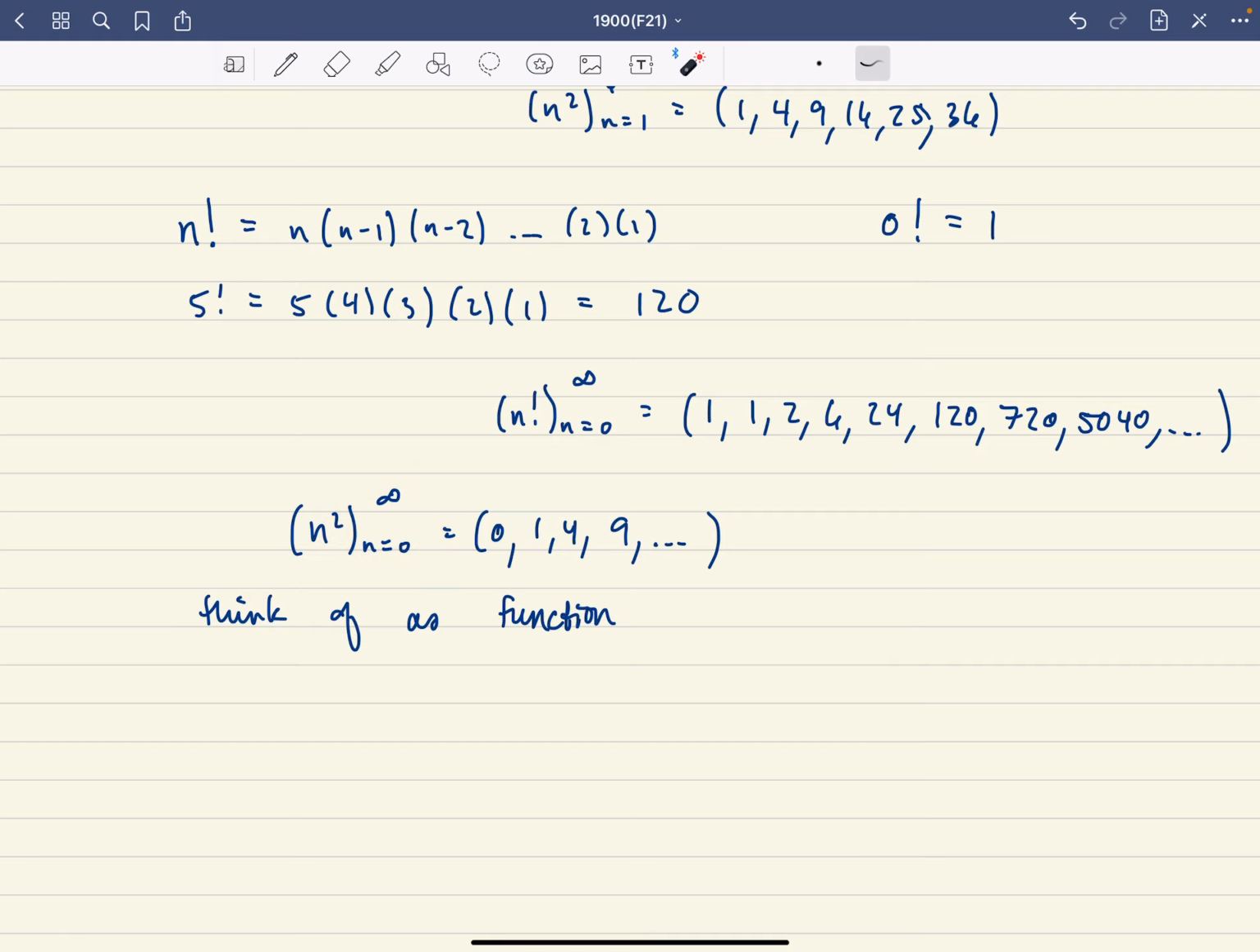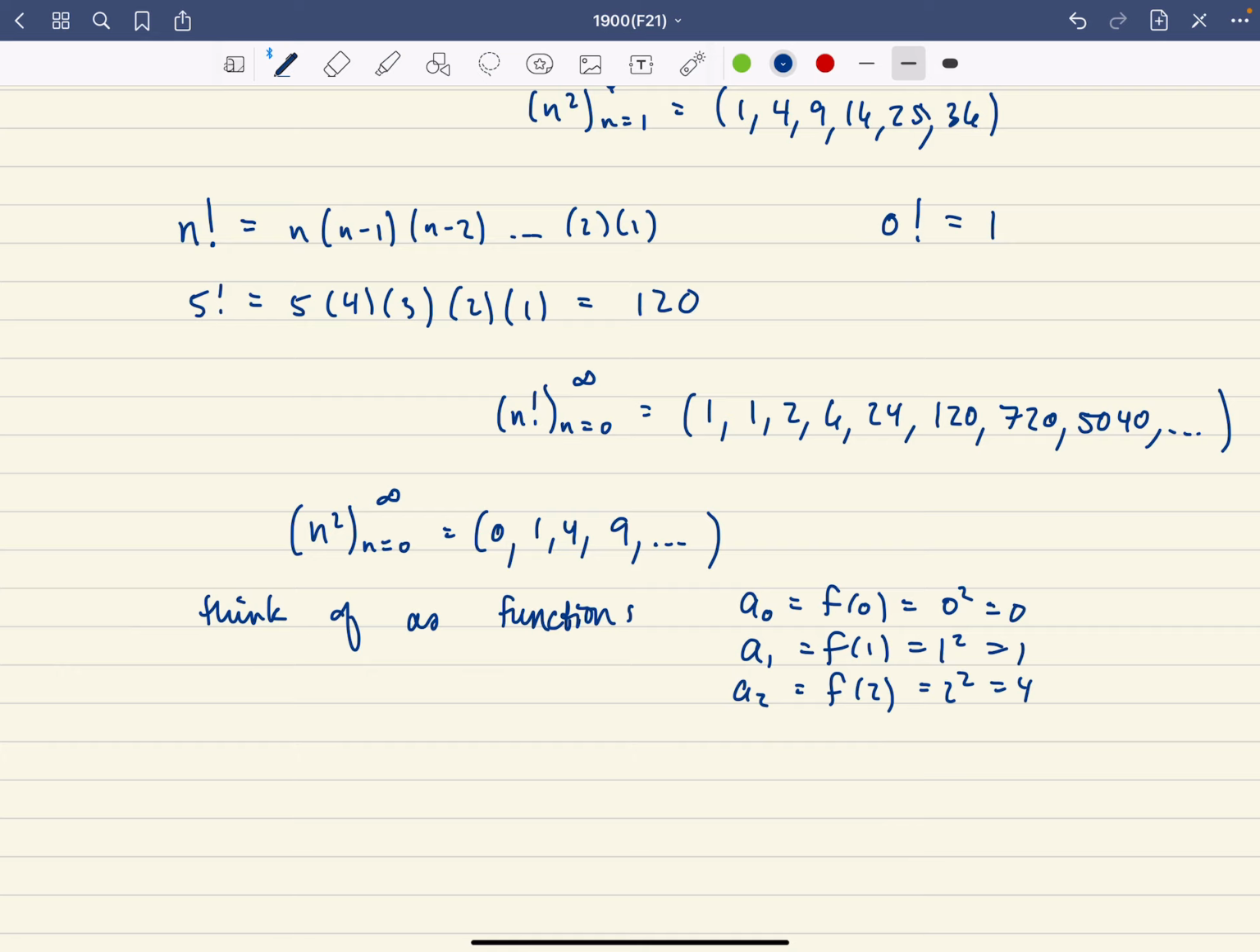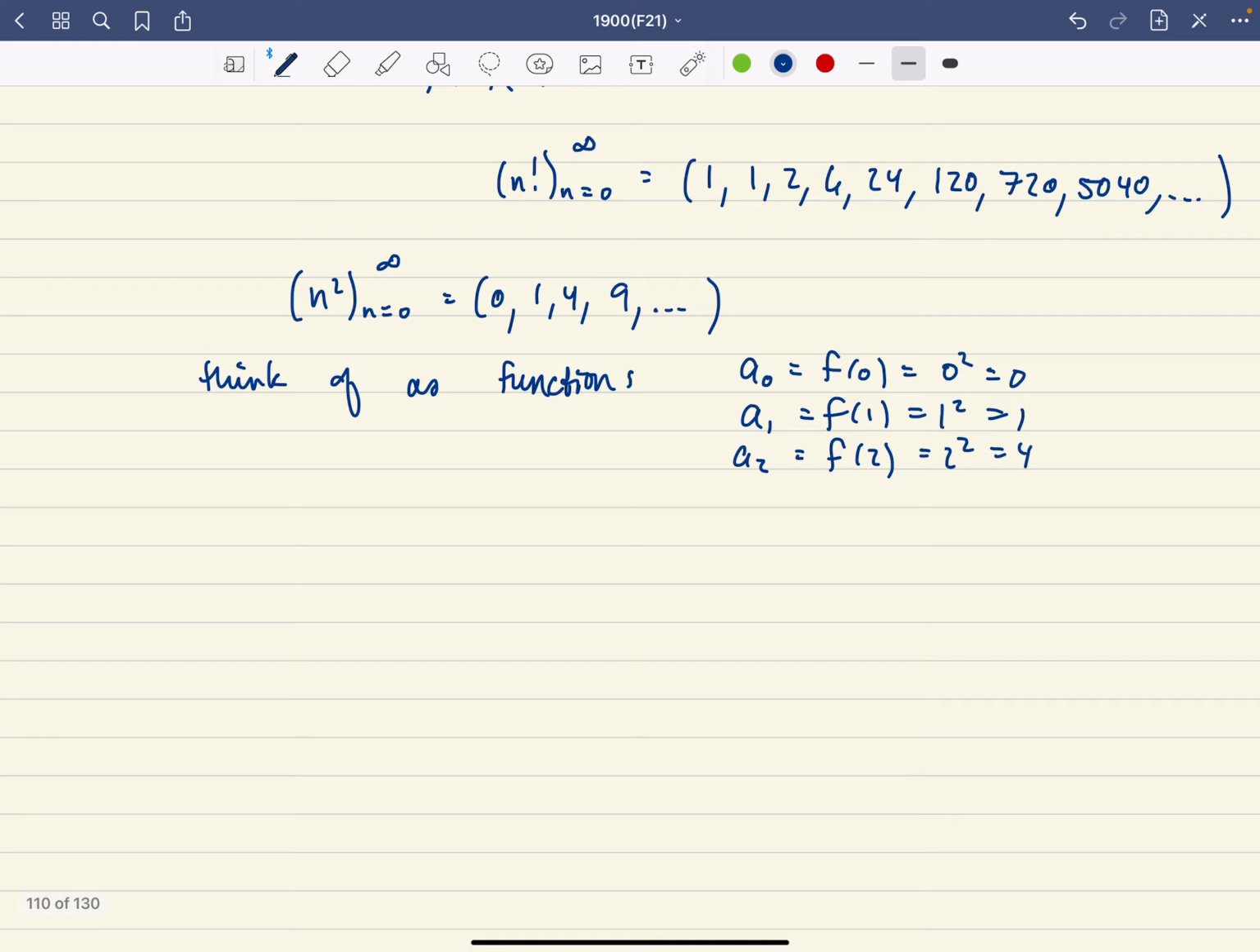All right, so you could think of them as functions where instead of writing a sub 0, you write f of 0, which is 0 squared, which is 0. And then the value a sub 1 would be f of 1, or 1 squared, or 1. A sub 2, the second value in the sequence, would be f of 2, which is 2 squared or 4, and so on. And so, in general, we talk about the sequence a sub n, as n goes from 0 to infinity.